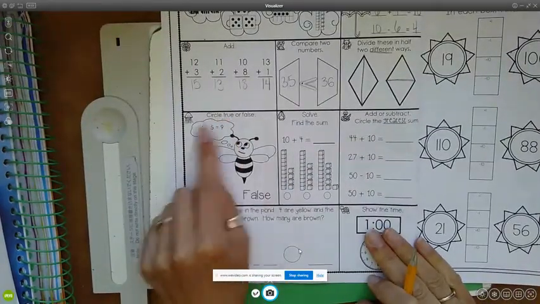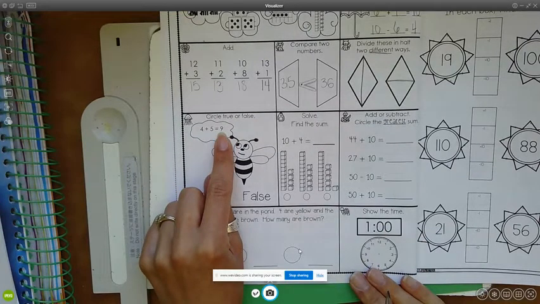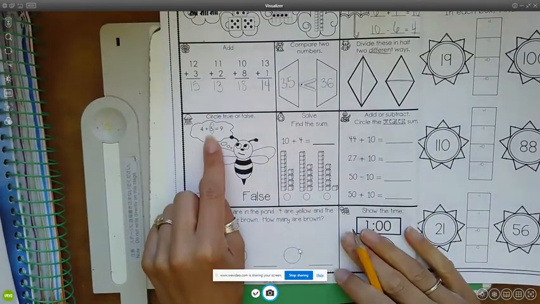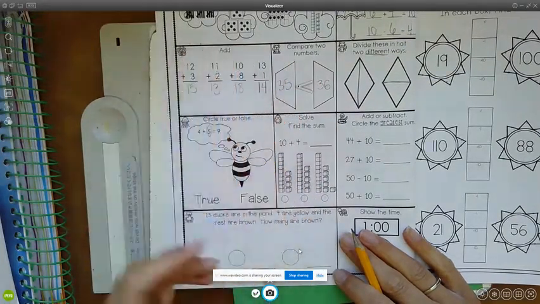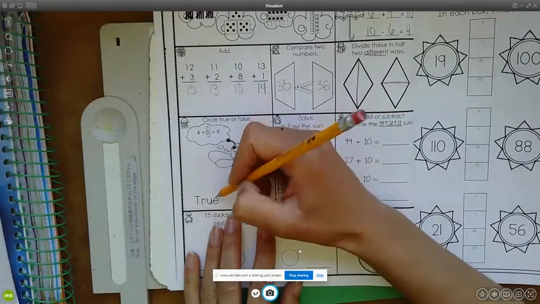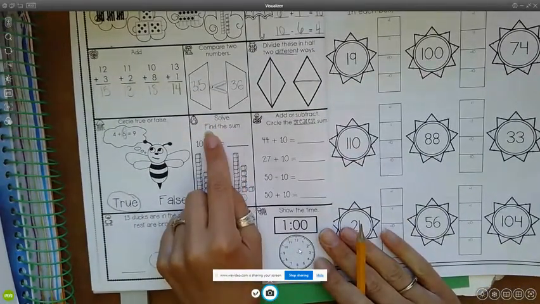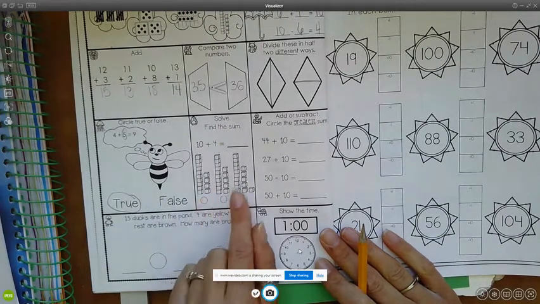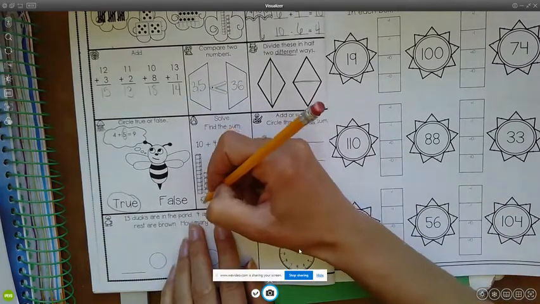Circle true or false. 4 plus 5 equals 9. If I didn't know, I would use my biggest number. My biggest number is 5, and I'm going to count on 4. 5, 6, 7, 8, 9. Yes, 5 plus 4 is 9. That is true. This says solve, find the sum. 10 plus 4. I'm going to look for my 10s block and 4 more. I notice this is 10 and 4 more.